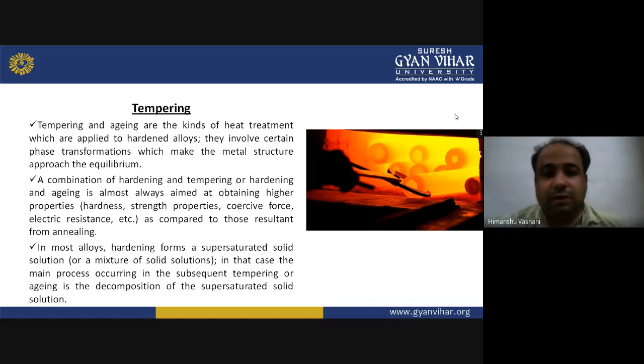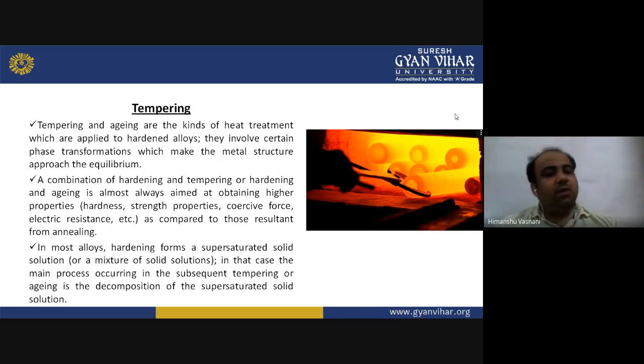This is a diagram on the right-hand side; you can see how the heating takes place. They don't melt it; they just heat the workpiece to a particular temperature and then go for the further processes. So, tempering and aging are kinds of heat treatment applied to hardened alloys. They involve certain phase transformations which make the metal structure approach equilibrium.